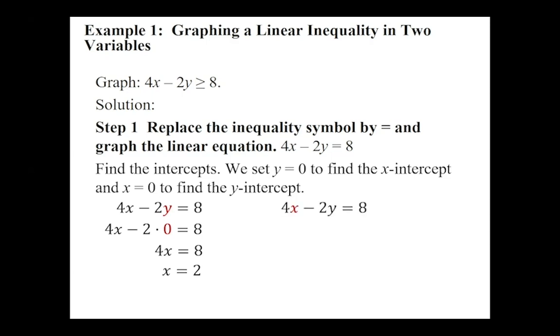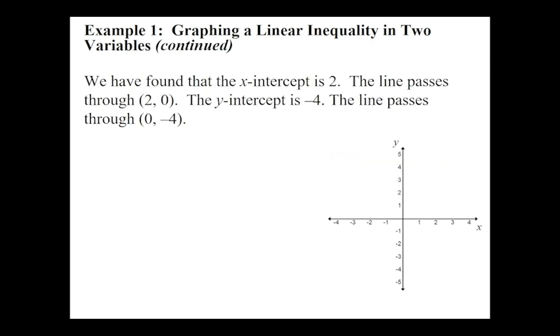When we plug 0 in for x, the first term goes away. We get negative 2y equals 8. Divide both sides by negative 2, we get y equals negative 4. So (0, negative 4) is a point. We only need 2 points to draw a line. We had an or equal to, so the line we draw will be solid through the x-intercept of 2 and the y-intercept of negative 4.